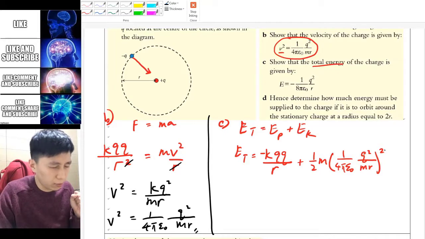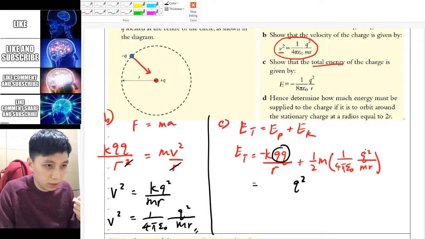Oh, when I try to move on to the next, I find I made a careless mistake. There shouldn't be a square here because this is already v squared. Yeah, sorry about that. So simply this term. Okay, and so now it should make sense. We just try to check each term. I think we should get q squared first. So we have q squared and q squared here, and then we have the r remaining, r and r remaining.